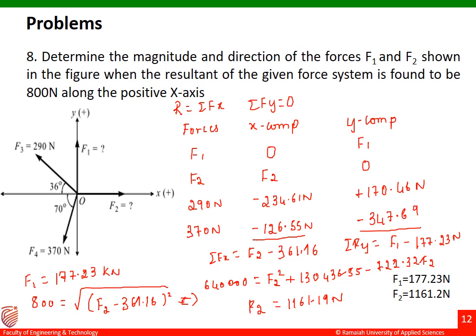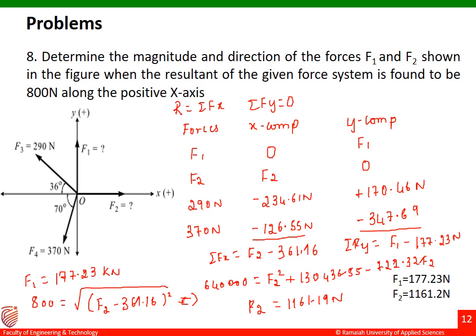Okay, you have to remember all these things. If R is acting along the x-axis, R is equal to summation Fx and summation Fy equal to 0. If R is acting along the y-axis, R is equal to summation Fy and summation Fx equal to 0. And if R is acting exactly at an angle of 45 degrees with respect to the horizontal, then summation Fx equals summation Fy. These three conditions you have to remember whenever you are solving the problem.